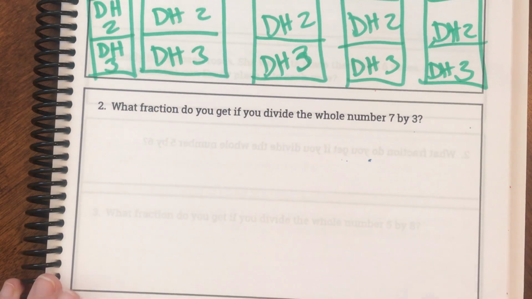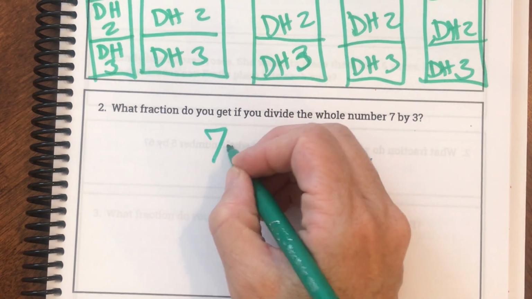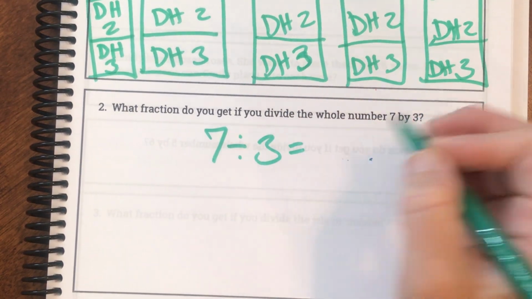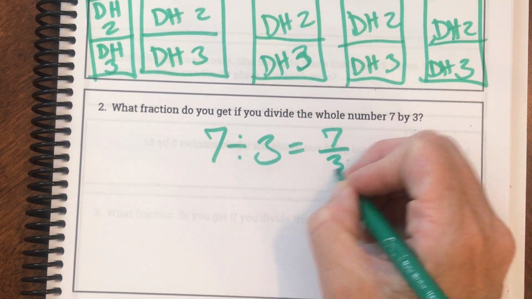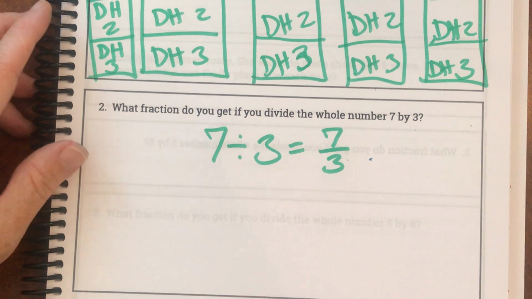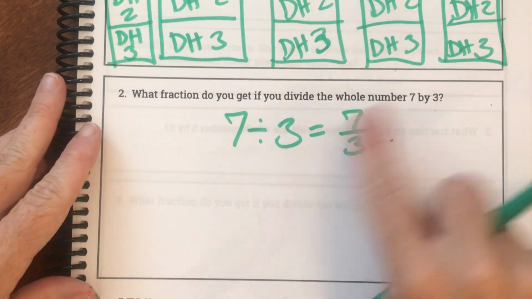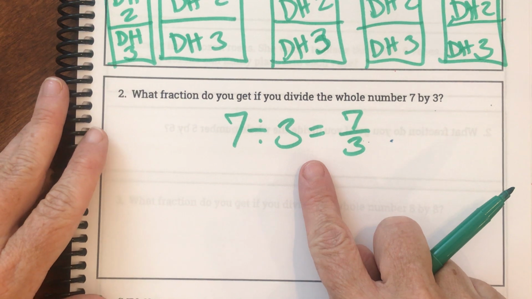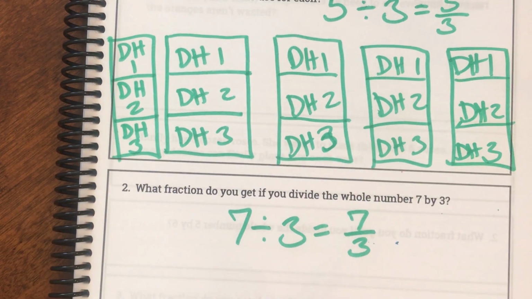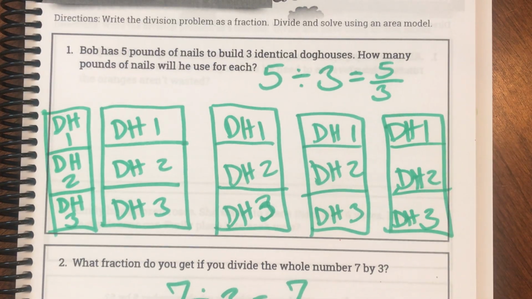Okay, let's look at our next one together. This says, what fraction do you get if you divide the whole number 7 by 3? So 7 divided by 3 is 7/3. If it asks you a word problem, I want you to prove it with a model. If it just asks you this, you could just write it. But I do want a model if it's a word problem, and I want you to pay close attention to what number is being divided, because again, there are going to be some tricky ones.